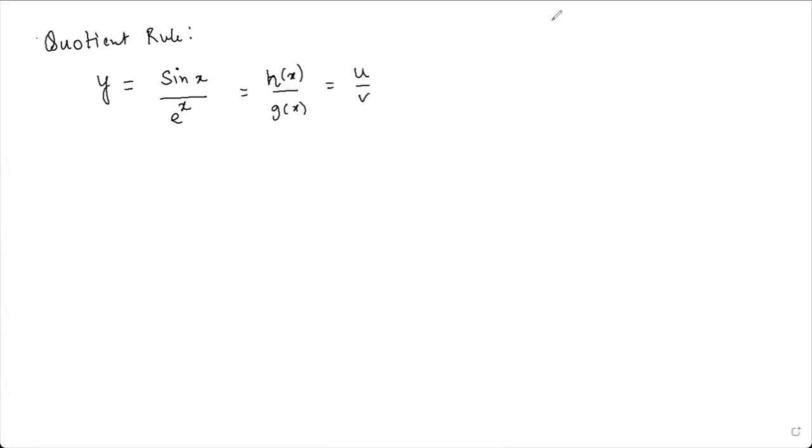So in product rule, if you recall, the function y is written as the product of two functions, like sine x multiplied with e to the power x. So sine x is one function, e power x is another function, which we write as u times v. But in quotient rule, the function is written as a function divided by another function in x.